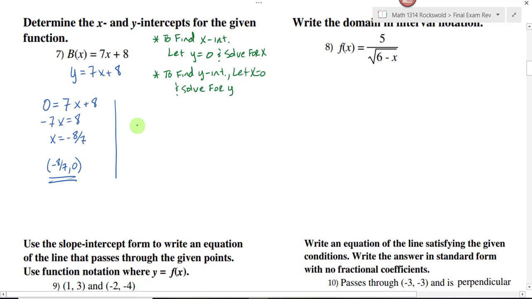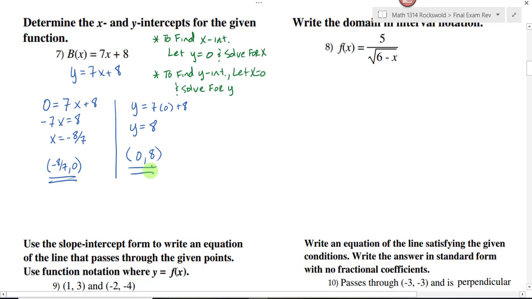Now let's find our y-intercept. So to find our y-intercept, we have y equals 7 times 0 plus 8. We replace x with 0, and that gives us y equals 8. So our y-intercept is going to be at the point 0 for x, 8 for y.